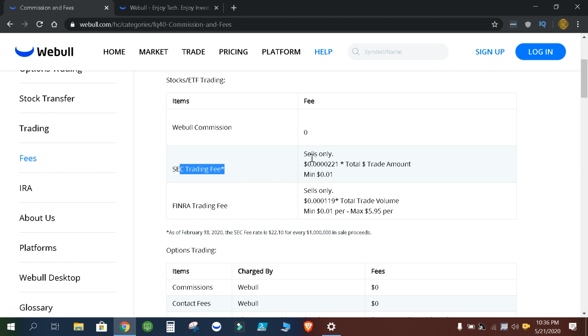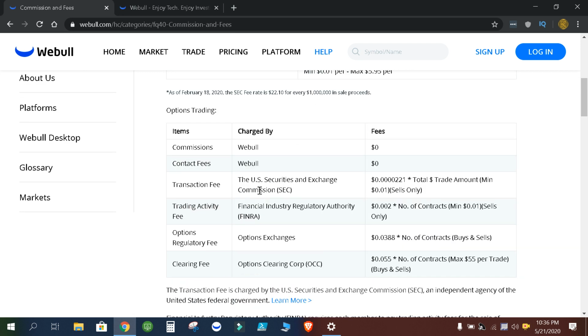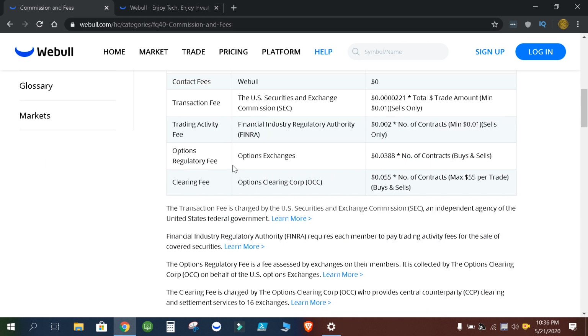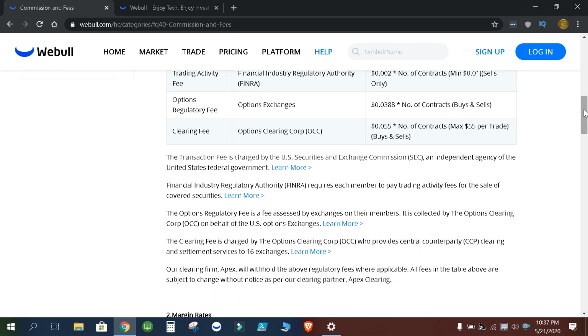Trading fees. There's a very, very small amount that is assessed through the SEC. That's mandatory. It's very minor. And then this goes over the FINRA trading fee. This is just a breakdown of all of the total fees so that you don't get any surprises. Commissions, nothing. Contract fees, nothing. Transaction fees, very nominal, but it's through the SEC. It's not Webull. Trading activity fee, very small. This is if you're doing contracts, again, that's options. You probably don't want to mess with that, or at least not if you're a beginner. Option exchanges, so forth. Clearing fee, very small nominal fee.